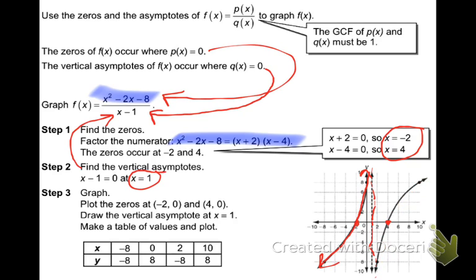Ooh, that's kind of a bad one there. I'll redo that one. There, it's better. And it cannot cross the asymptote line. So on these problems, I want you to find the zeros, find the asymptote, and then sketch what your graph would look like.